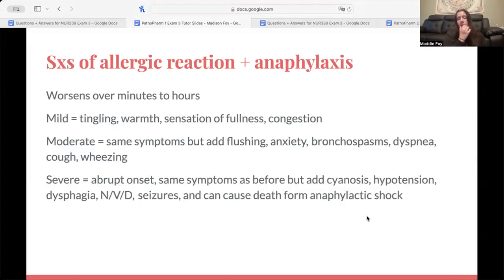And then a severe allergic reaction is going to involve all of those symptoms that we just talked about for mild and moderate. But you add cyanosis, hypotension, dysphagia, you can have nausea, vomiting, or diarrhea, you can have seizures, and then this is also when someone can die either from anaphylactic shock or maybe a closed airway or bronchospasms, etc.